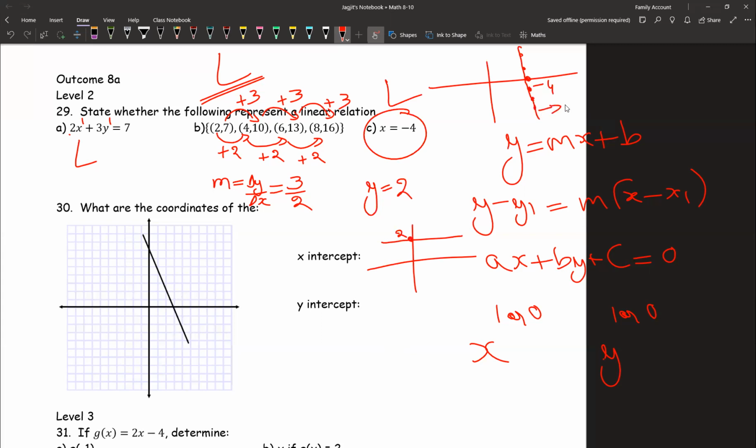You should know the slope of a vertical line is undefined. You should know the slope of a horizontal line is 0. Okay? Keep that in mind.